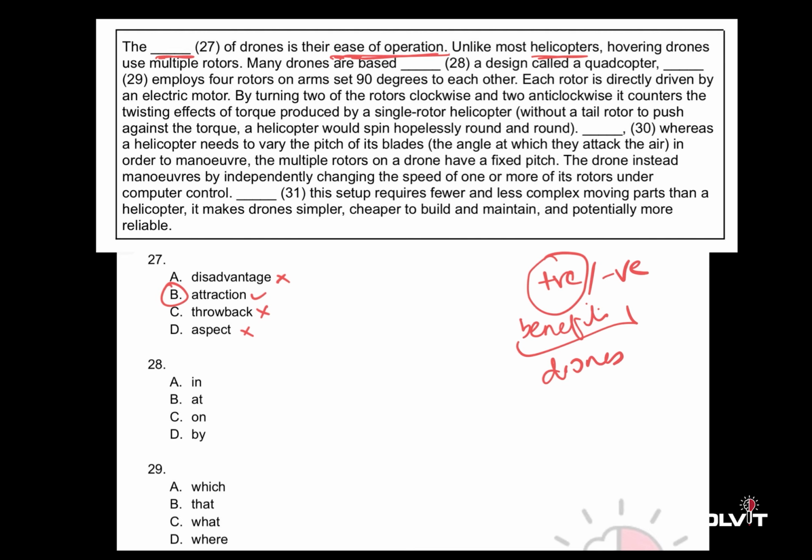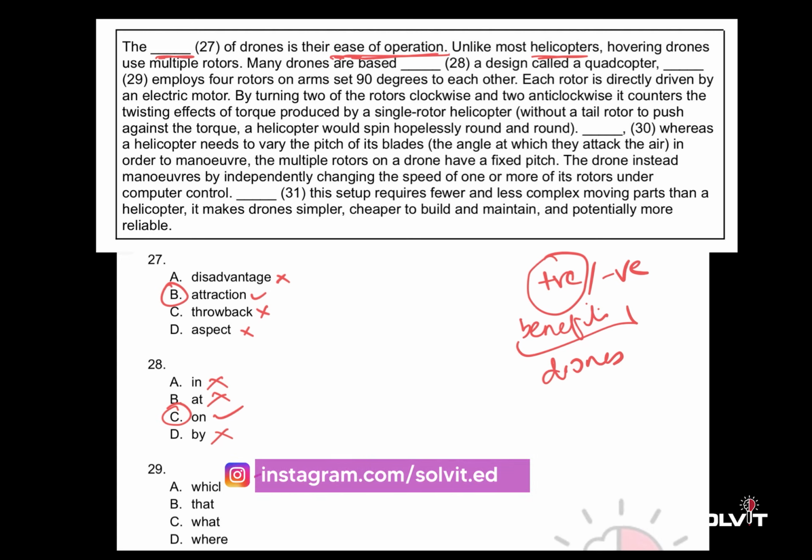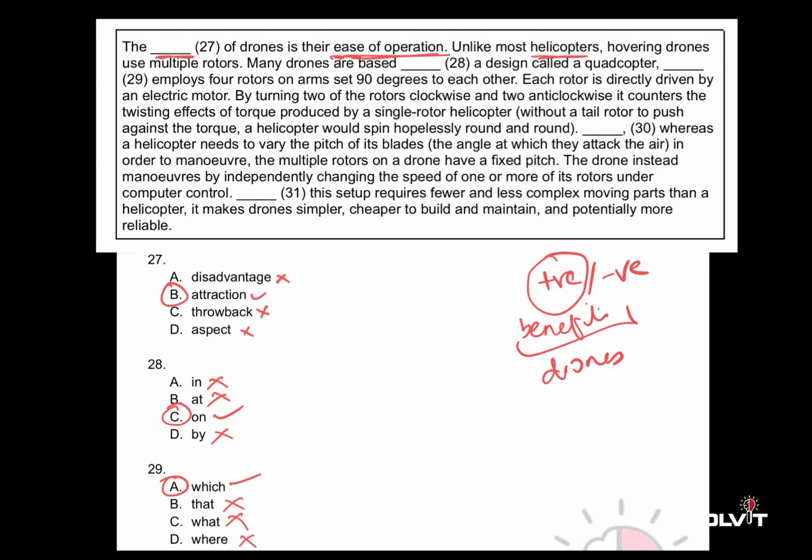Unlike most helicopters, hovering drones use multiple rotors. Many drones are based dash a design. Based in a design, based at a design, based by a design, all of them are wrong. It is based on a design called a quadcopter. Dash employs four rotors on arms set 90 degrees to each other. Now let's look at the other options. Quadcopter, what employs, where employs, that employs, it's which, okay? A design called a quadcopter, which employs four rotors on arms set 90 degrees to each other.